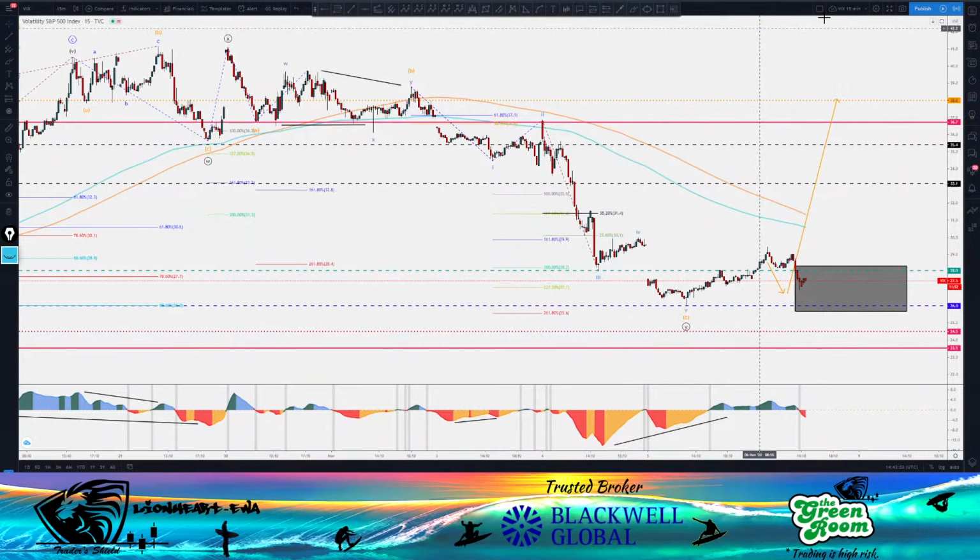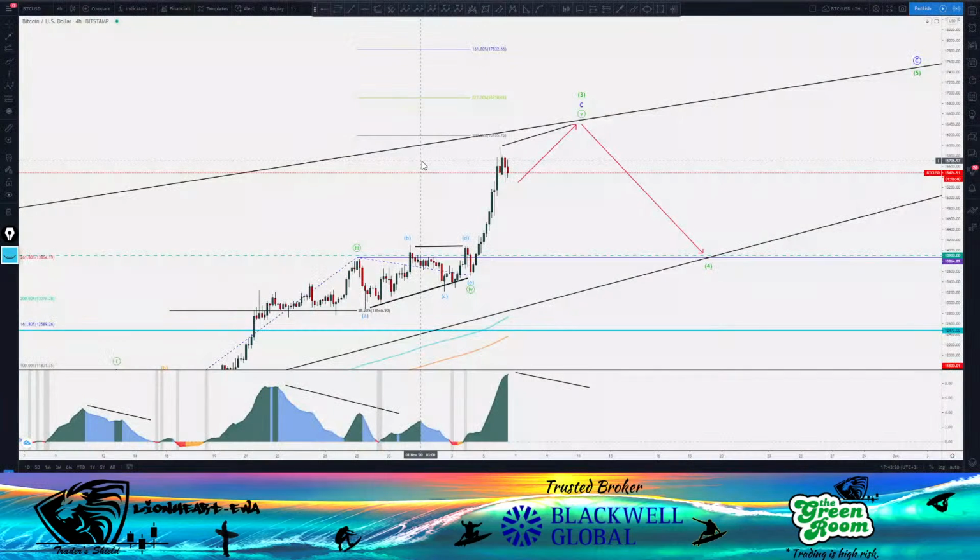This is a 15-minute chart on the VIX. You guys know me, I don't normally show this type of small time frames, but it is important. We are facing crucial times, so why not? Now let's move on a little bit to Bitcoin here on this 4-hour chart because it is trending.